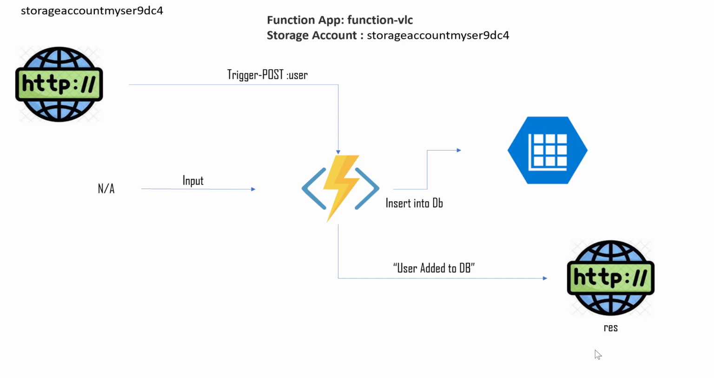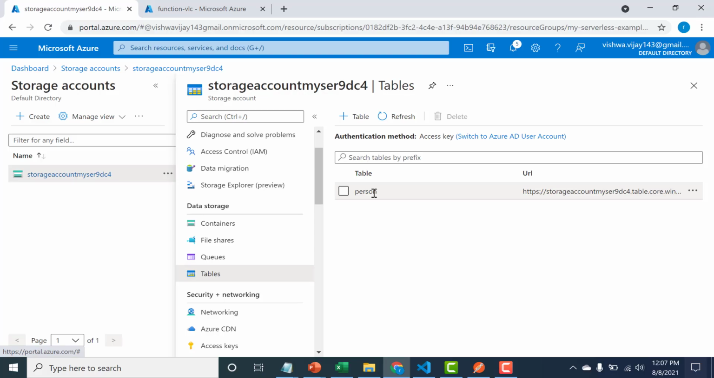Again, there is no input for this particular scenario, and the data will be sent as a post body request. So let's create this particular application. For this particular example, we'll be using the person table that we had created in our previous example.